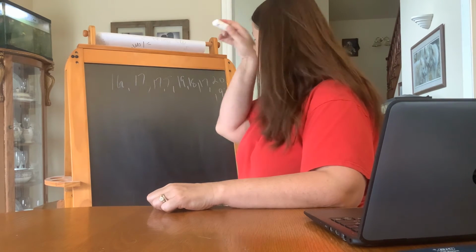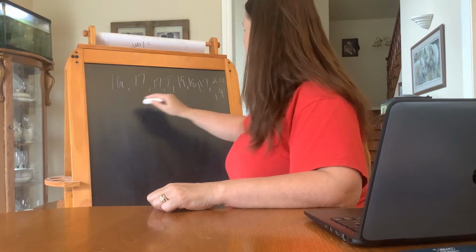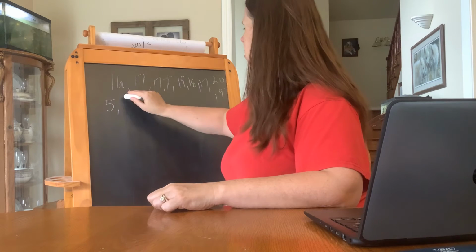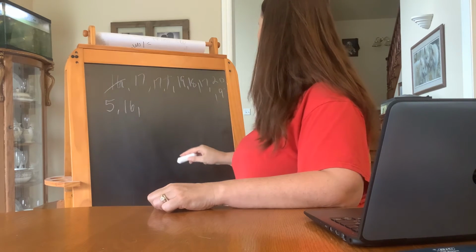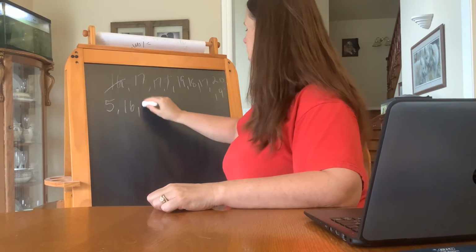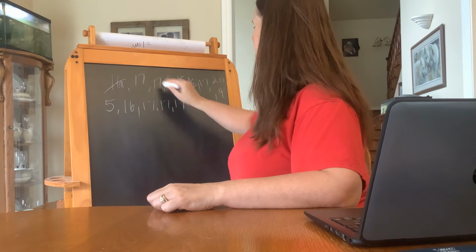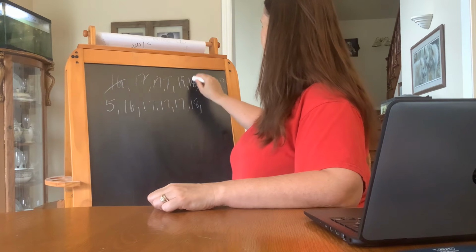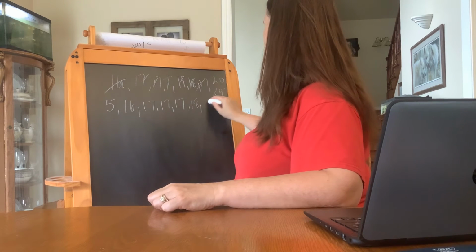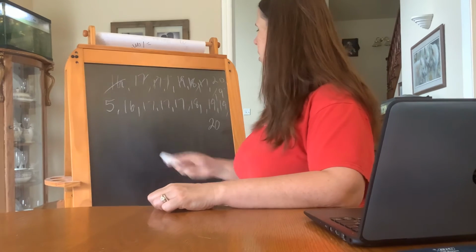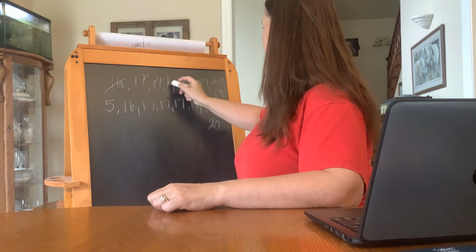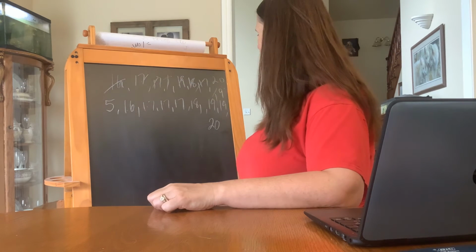Well, it would help us if we put it in order, right? So the lowest number is 5. Then it looks like 16. Then 1, 2, 3 17s. An 18. 2 19s. 1, 2, 3, 4, 5, 6, 7, 8, 9. Okay, we got them all.